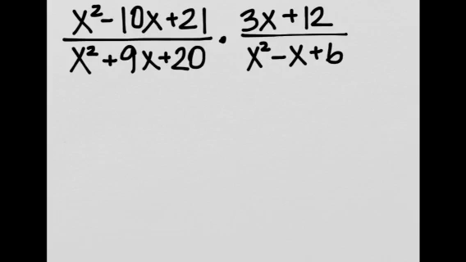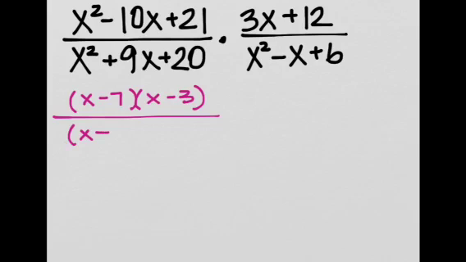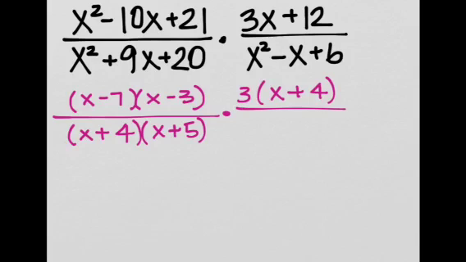So step 1, I don't have the steps listed here, but step 1, we want to factor. So we're going to factor all the numerators and denominators. My first numerator, I get x minus 7 times x minus 3 over x plus 4 times x plus 5, times, now here 3x plus 12, I'm just going to factor out my GCF, so really I just have a 3 times x plus 4 over x minus 3 times x plus 2.